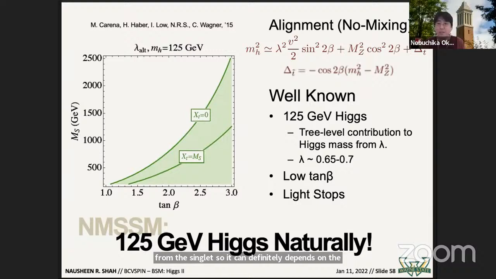Okay, the second question is, could you explain again the role of a pseudoscalar field in the two Higgs doublet models?